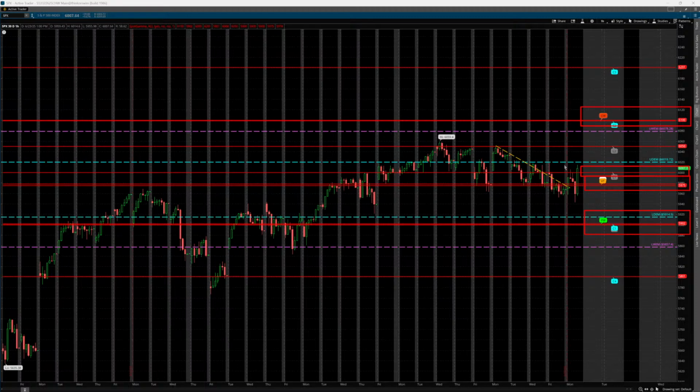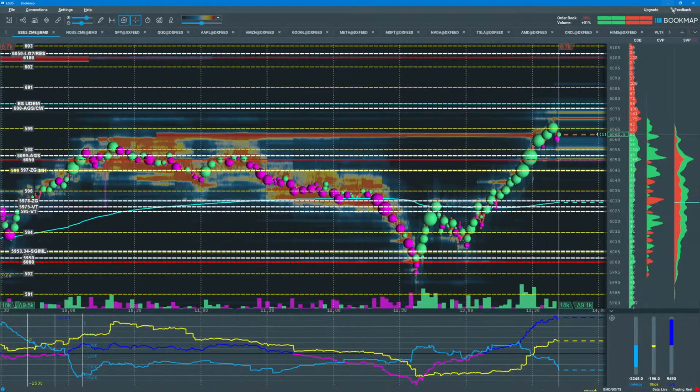All right, so minor shifts in levels for SPX, and for SPY, there were no shifts in levels. All right, so let's wrap up our view of SPX with a 1-minute chart.